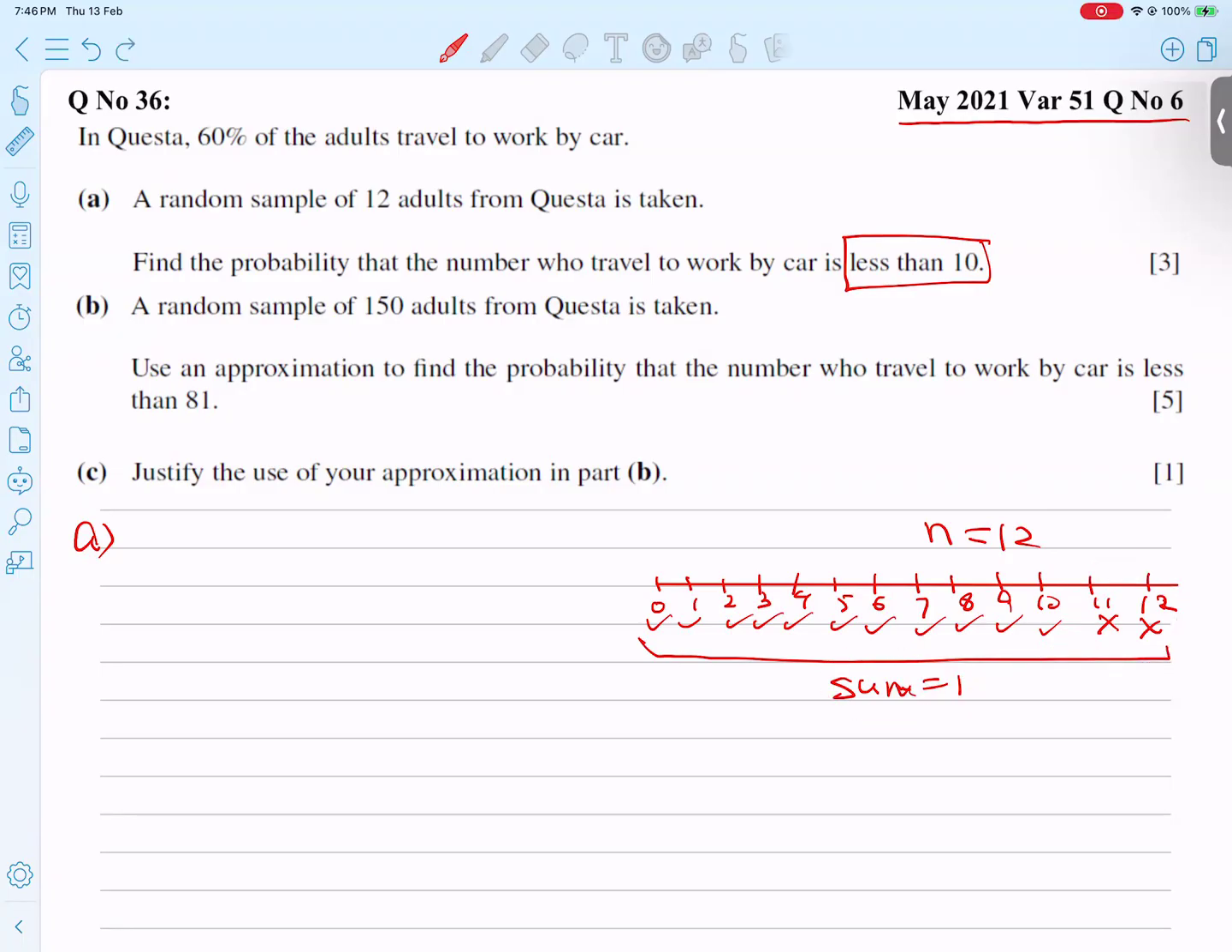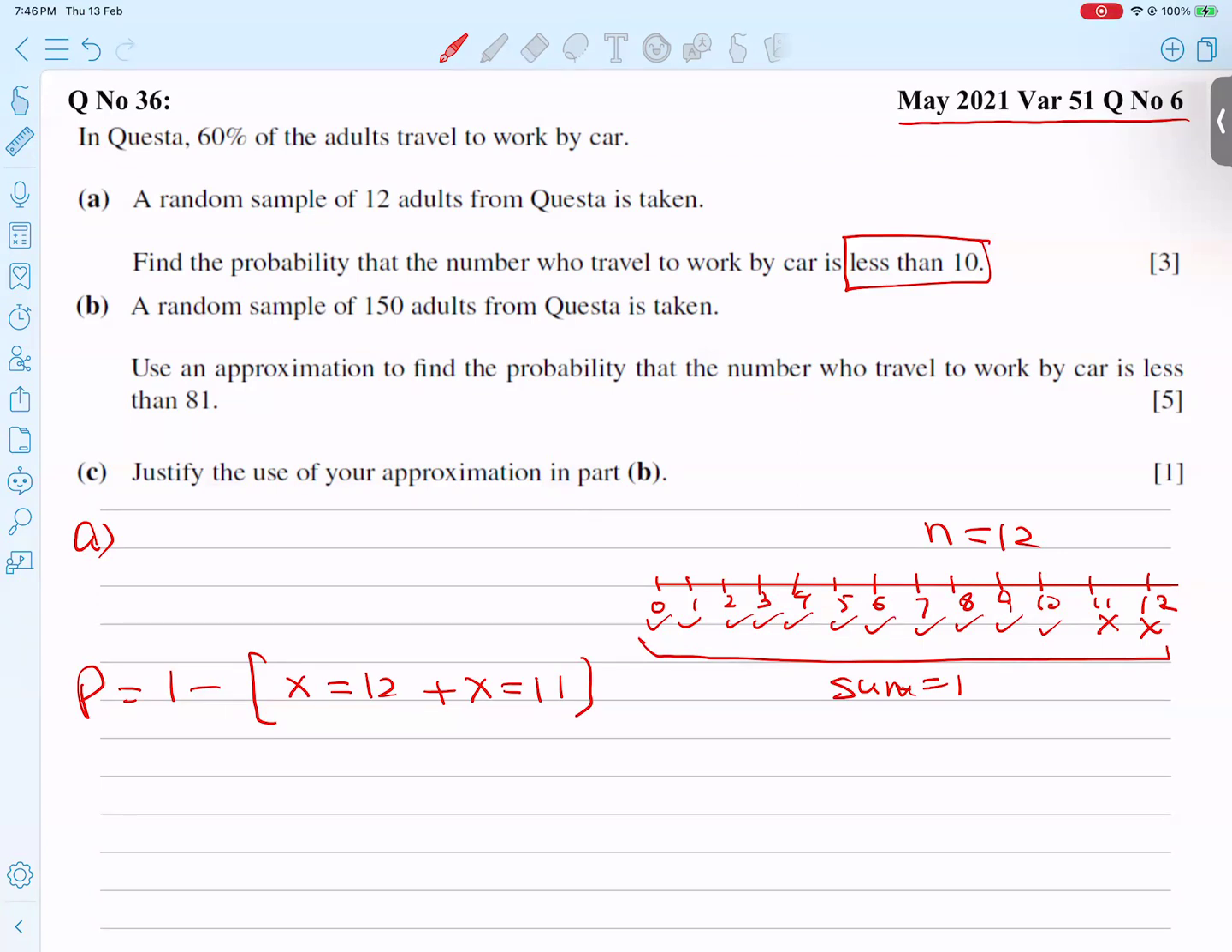So what is the planning? Planning is very clear. Probability equals 1 minus, if x is equal to 11 plus x is equal to 12, 11 and 12. So the planning is so simple, and how to continue, have a look.